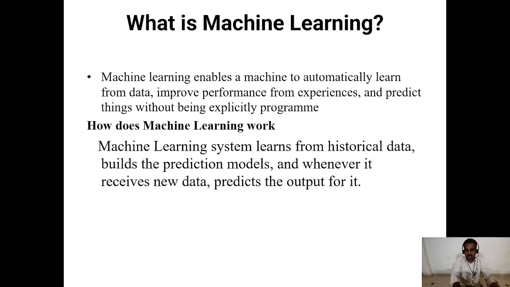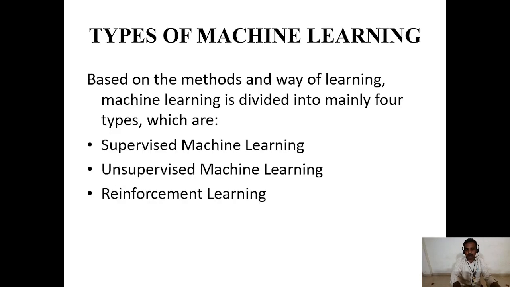Then how does machine learning work? A machine learning system learns from historical data, builds prediction models, and whenever it receives new data, it creates the output based on the previous experience. That is called machine learning. Next, what are the types of machine learning? Based on the methods and way of learning, machine learning is divided into mainly four types: supervised machine learning, unsupervised machine learning, reinforcement learning, and last one is semi-supervised learning.